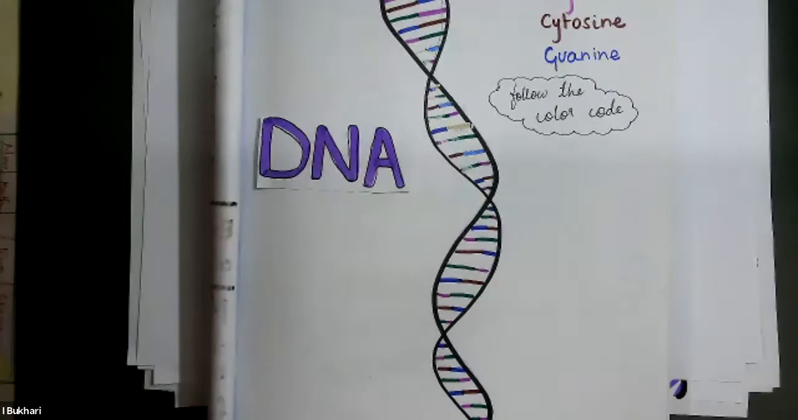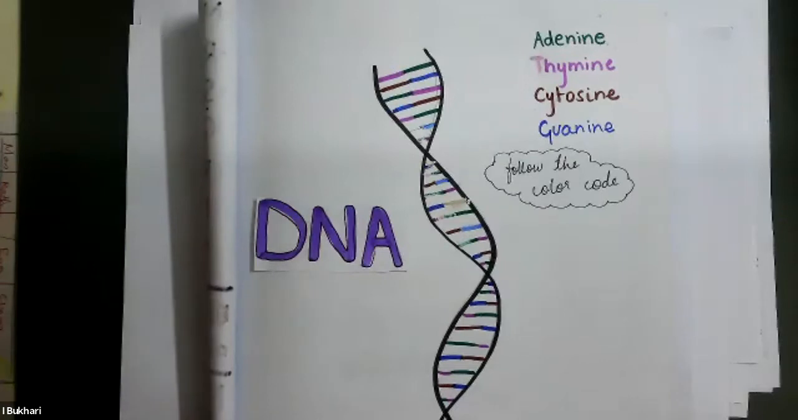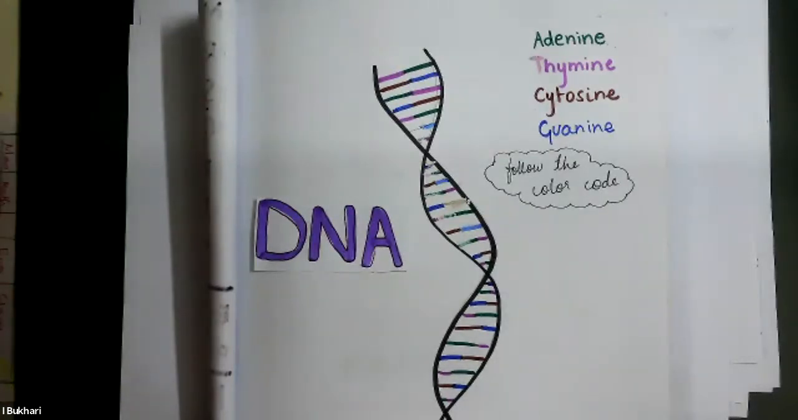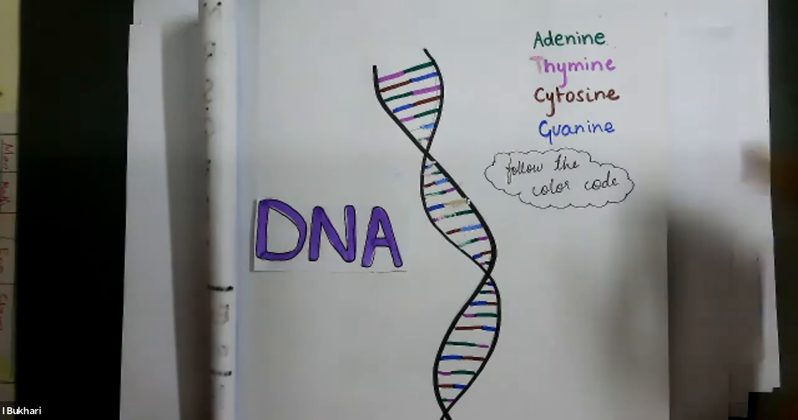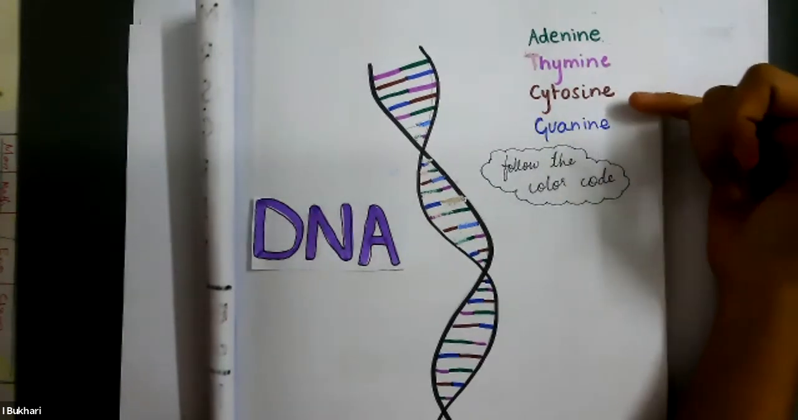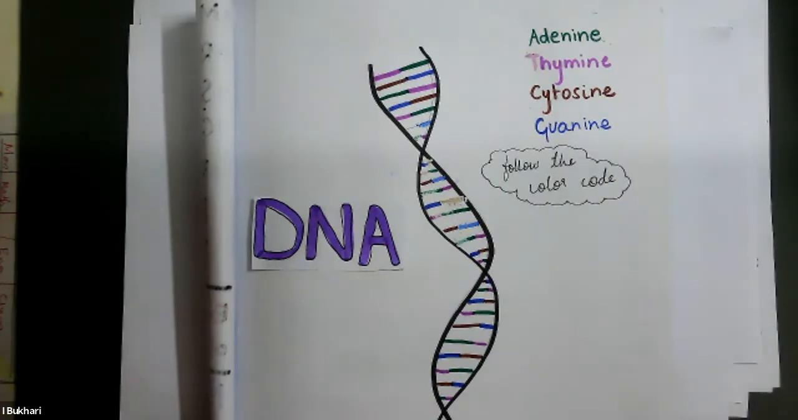In simple language, it is genetic code. And like I said before, it is the commandments for your body to function properly. And there's a sequence in which this DNA is put and made. So I used color code. The green is adenine, purple is thymine, the brown is cytosine, and blue is guanine. And you don't really have to learn the names, but it would help if you do know them.